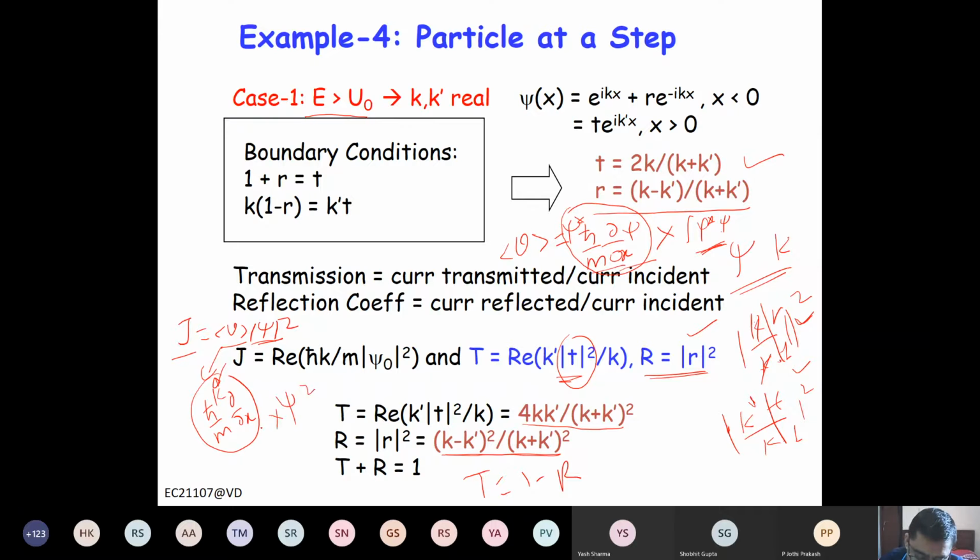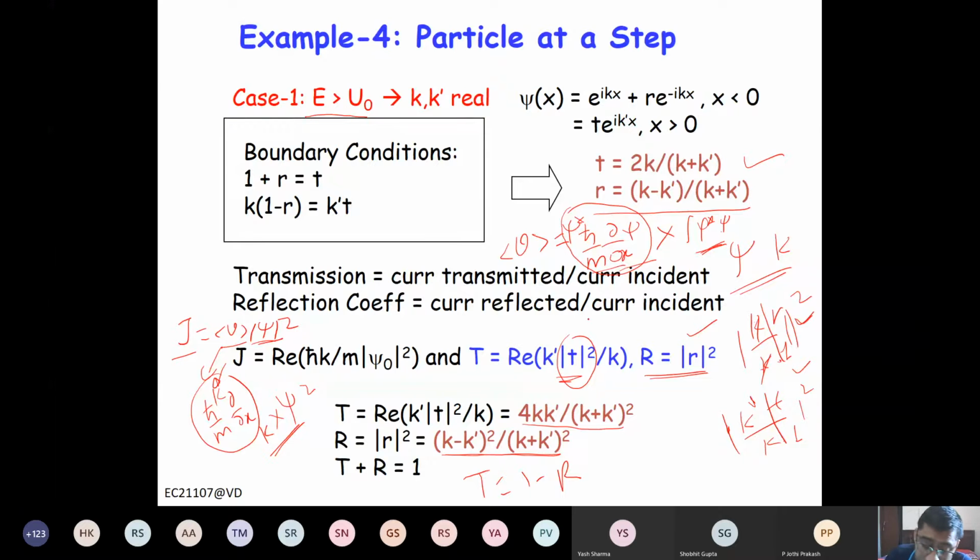It has to be multiplied by k, because k tells us about the velocity with which it is moving, right? So this has to be multiplied by velocity to get the current. And that current will tell you the transmission and reflection coefficients. Okay, so psi square is multiplied by k.